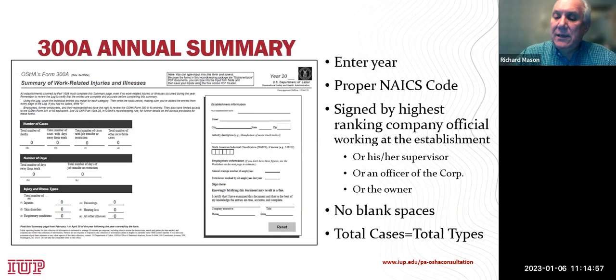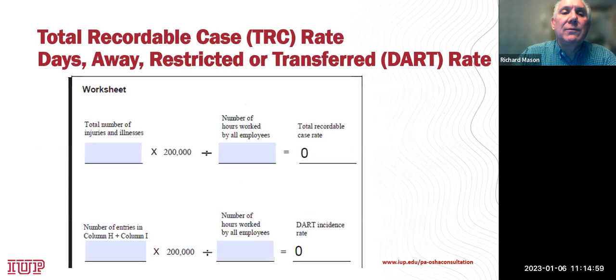And I think that's it for 300A summaries. Okay, let's talk just a little bit about rates. So this is just to normalize these rates, our injuries and illnesses per 100 employees. Okay, so you put in your total number of injuries and illnesses.